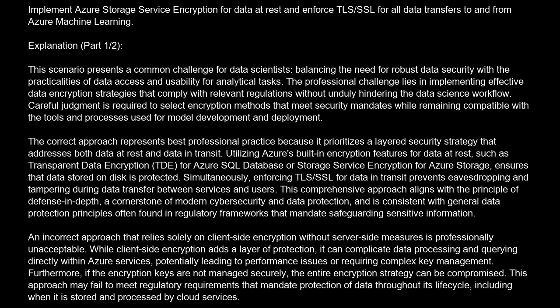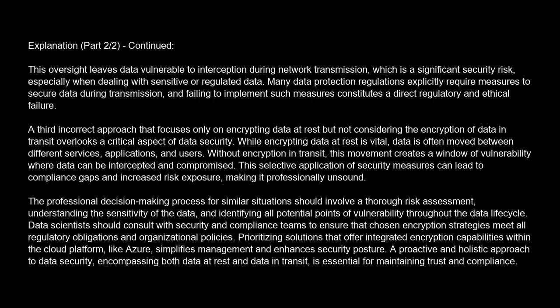Another incorrect approach that neglects encryption for data in transit is also professionally unacceptable. This oversight leaves data vulnerable to interception during network transmission, which is a significant security risk, especially when dealing with sensitive or regulated data. Many data protection regulations explicitly require measures to secure data during transmission, and failing to implement such measures constitutes a direct regulatory and ethical failure.